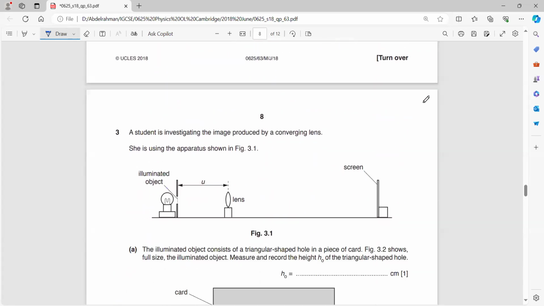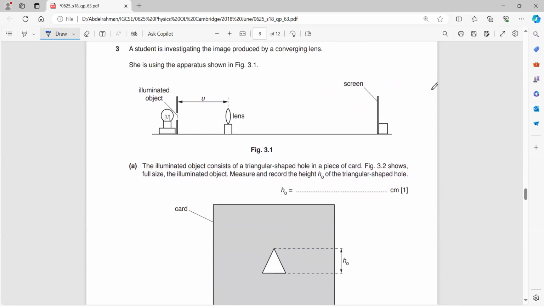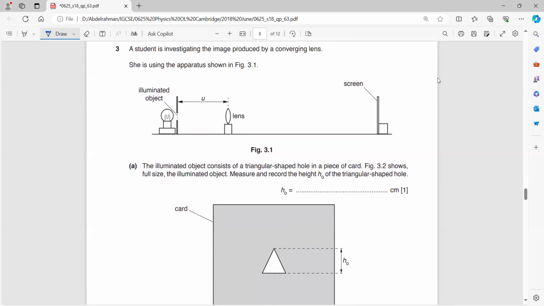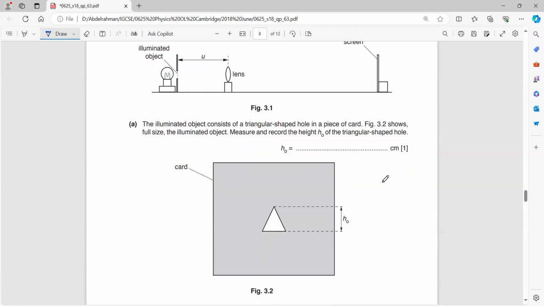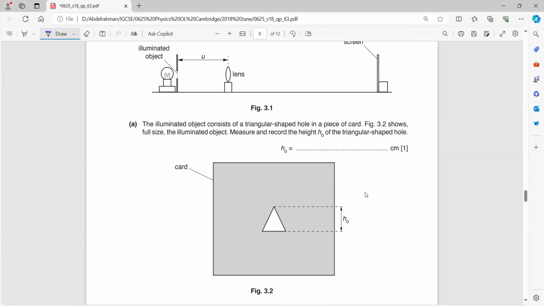Okay, moving on to the next question. I have an illuminated object, a lens, and a screen. Measure and record the height h0 of the triangular shaped hole. Can I measure this using a ruler? Yes, I can measure it using a ruler. Using the ruler, it should be 1.4. The marking scheme should be 1.4.